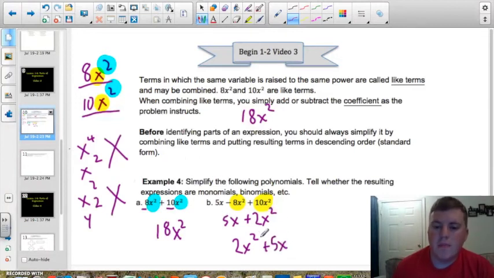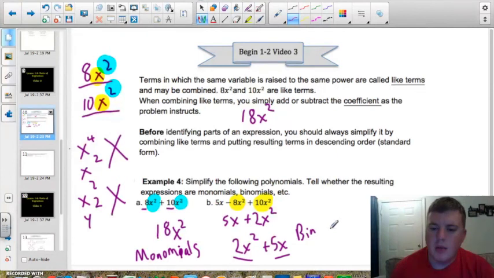Alright, so now we have combined like terms in both of these. If we look at the first problem again, we only have one term, so we're going to say that is a monomial. If we look at the second, we have one term here and one term here, so that is going to be a binomial.